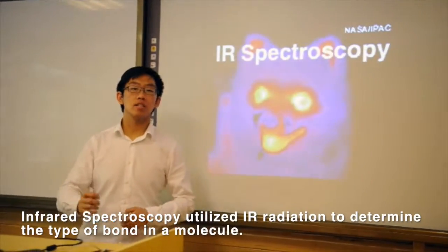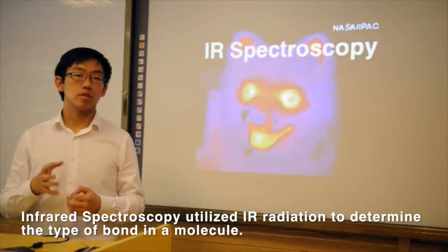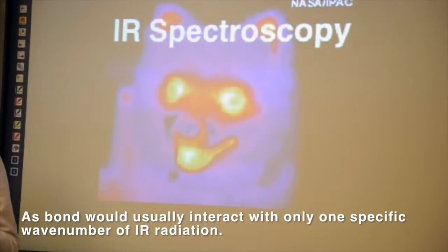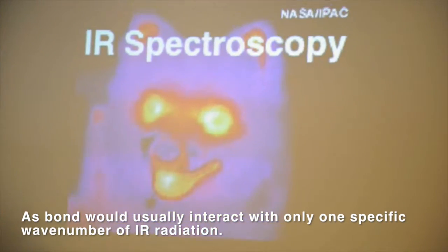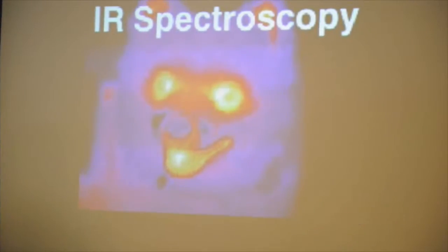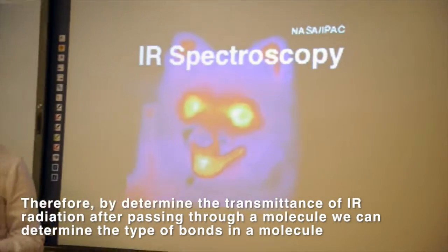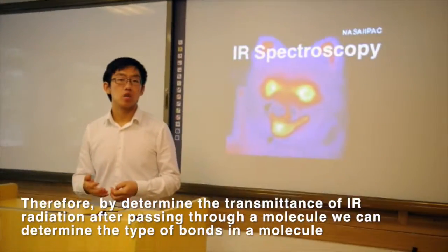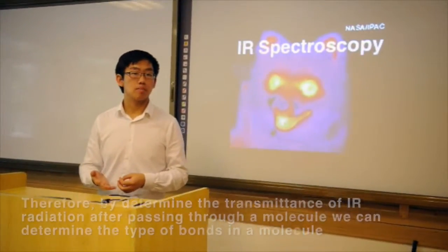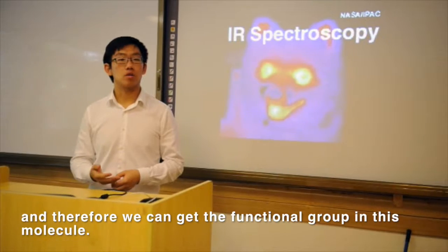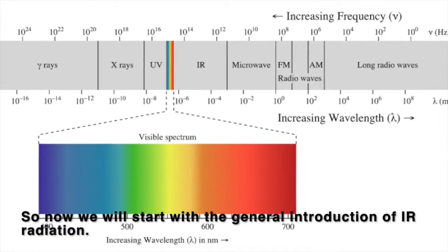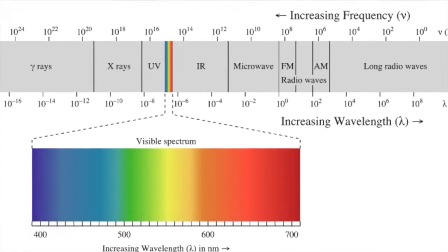Infrared spectroscopy utilizes IR radiation to determine the type of bond in a molecule, as a bond would usually interact with only one specific wave number of IR radiation. Therefore, by determining the transmittance of IR radiation after passing through the molecule, we can determine the type of bond in the molecule, and therefore we can get the functional group in this molecule. So now we will start with the general introduction of IR radiation.